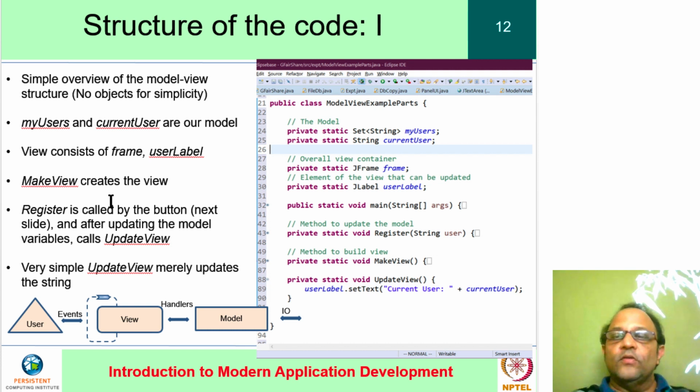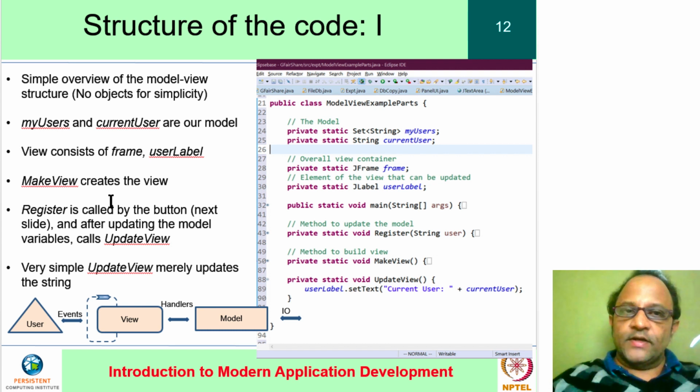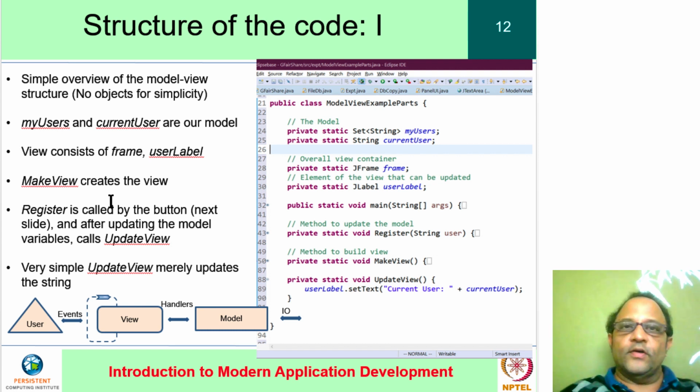Below that is the overall view container. It is a frame, which is one of the Java standard style of organizing GUIs in Java code. And the element of the view that we are interested in is of course just a JLabel. All of this is driven by the usual sort of main program. And then you have the following three methods which constitute the elements that lead to the three-phase control flow that we have discussed. The register, first of all, let's start with the method makeView.